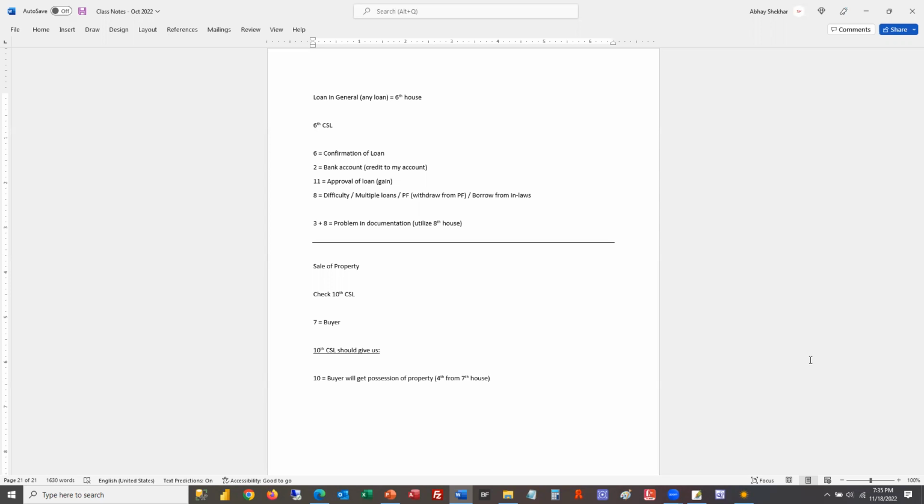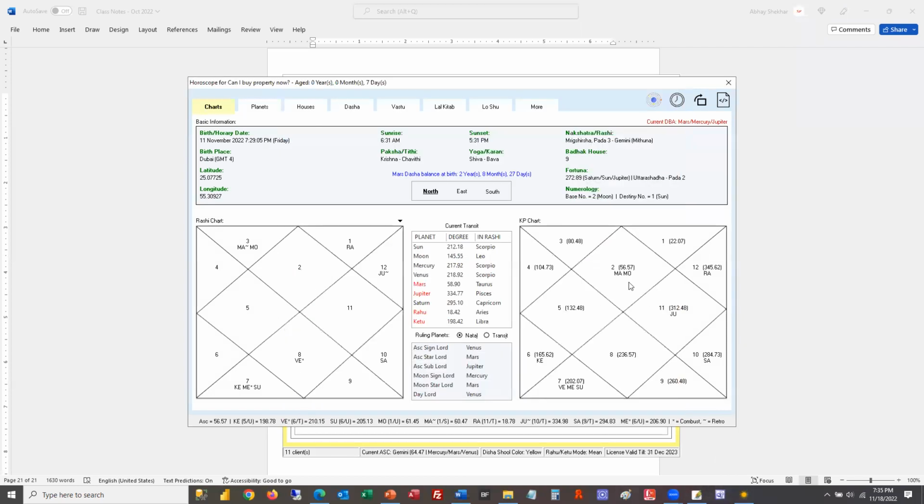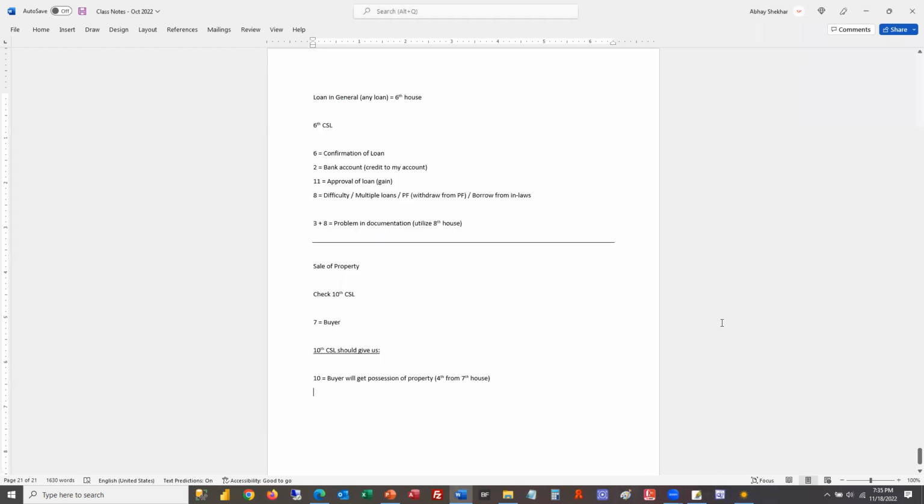Now, when this guy gets the property, which means he has got 10, some change also has to happen for the seller. So this is you, this is your property. If somebody buys, what happens to your property? It will go away from you. Yes, which means negation, right? So I need to see the 3rd house somewhere.